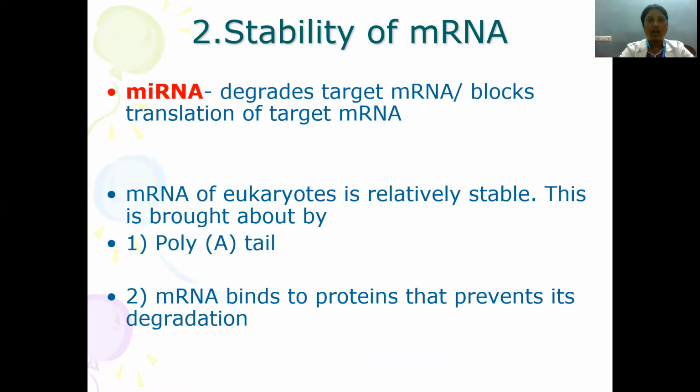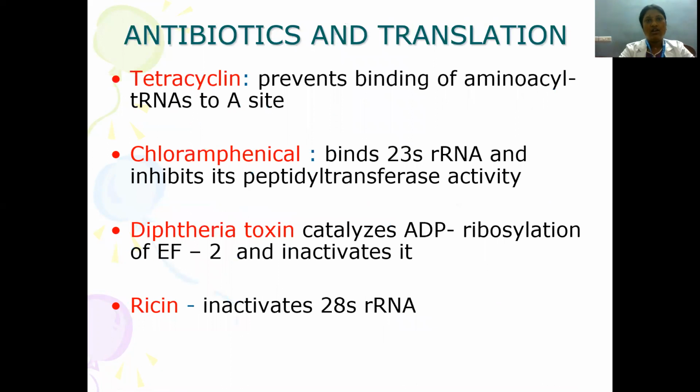Stability of mRNA. How will stability of mRNA influence translation? There is one more entity called microRNA, which degrades the target mRNA or blocks translation of the target mRNA. The mRNA of eukaryotes is relatively stable, which is brought about by poly A tailing, and second, it binds to proteins that prevent its degradation.